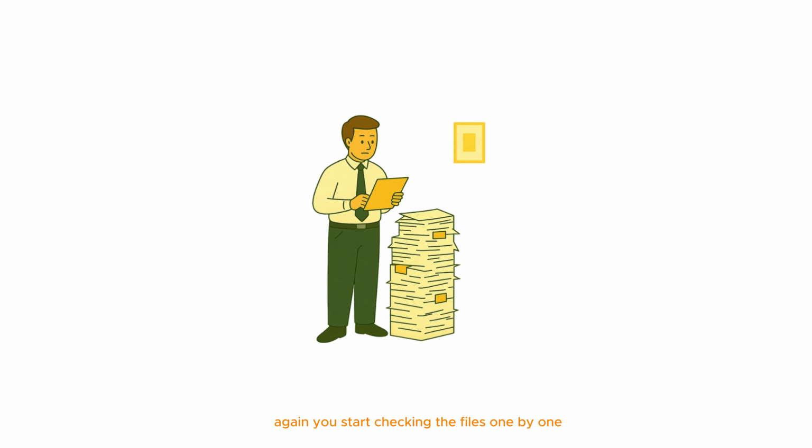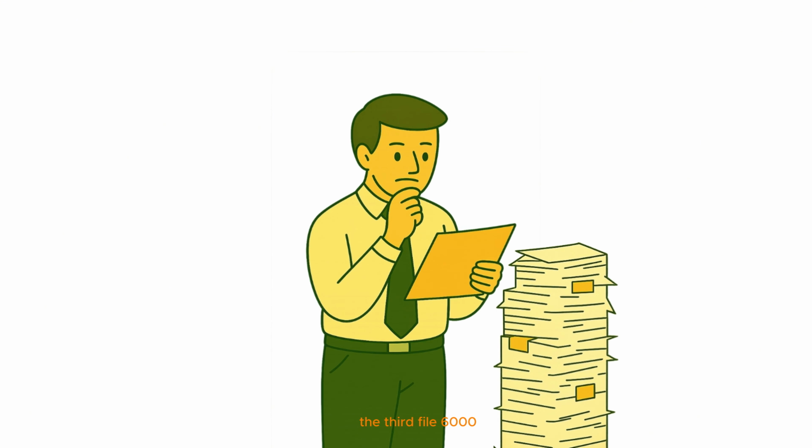Again, you start checking the files one by one. You pick up the first file. The salary is 4,500. This is not what you are looking for. What do you do? You immediately ignore it, put it back, and move on to the next file. The second file, 2,000. Again, you ignore it and move on. The third file, 6,000. Aha, this is one of the files you want. You set this file aside to take with you.